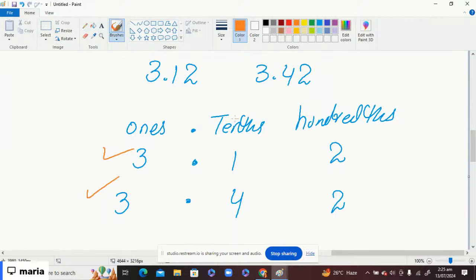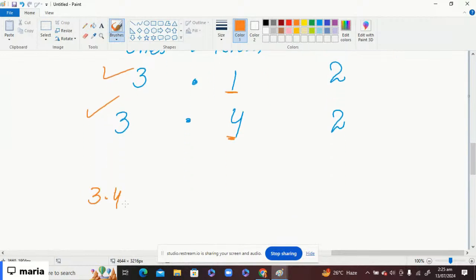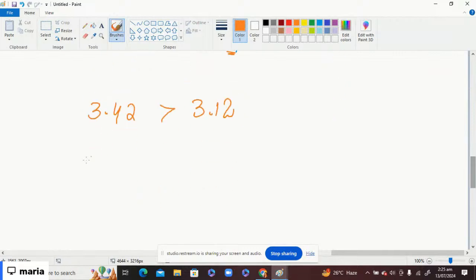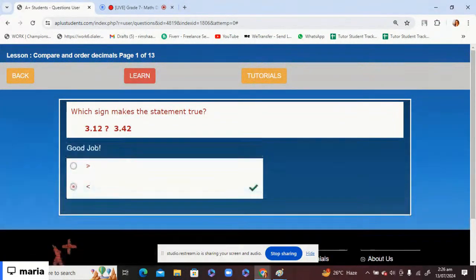Now when we see the next digits, the first one is 1 and the second one is 4. So which one is greater? 4 is greater, so we can say that 3.42 is greater than 3.12. Or in the other sense, you can write it this way: 3.12 is less than 3.42. These both are the answers. So 3.12 is less than 3.42 because 3.42 is greater. So this is our right answer.